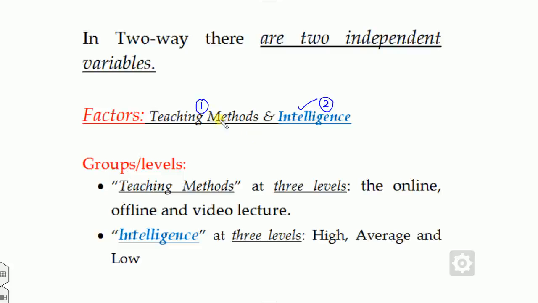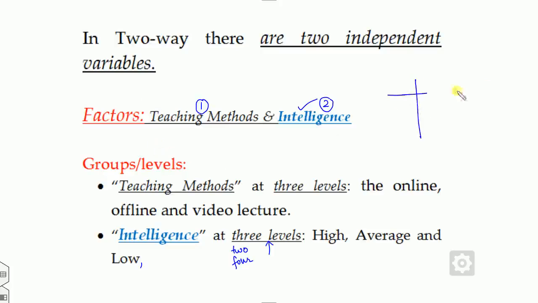Since the teaching method has three levels, online, offline, and video, here for intelligence I have again considered three levels. You can also consider two, or you can consider four levels. You can define them as high, average, low. If you want to consider four, then you can call them moderate, very high, and so on. So now this is a two-way ANOVA.